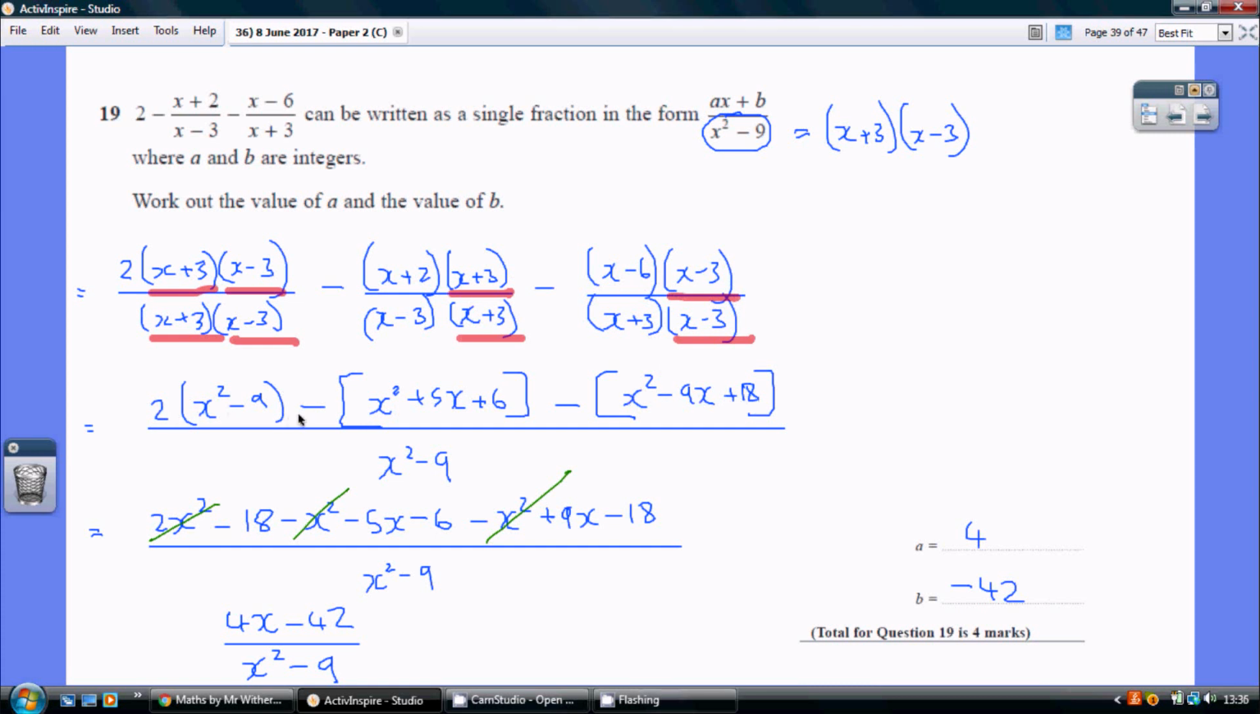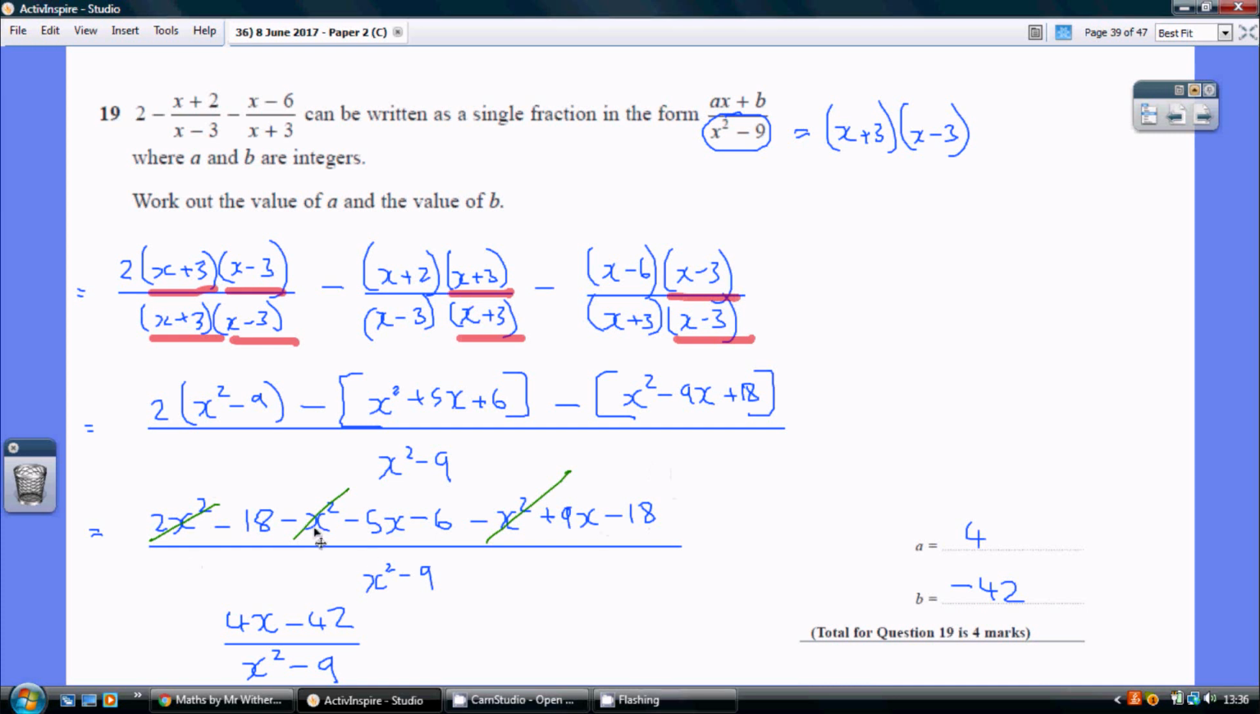Now this first bit is straightforward, just the claw, 2x squared minus 18. Now you've got to be ever so careful here. We've effectively got another claw here. This is like minus 1 times x squared, minus 1 times 5x and minus 1 times 6. So make sure you get minus x squared, minus 5x, not plus 5x, and minus 6. And similarly over here, it's effectively a minus 1 in front, so we get minus x squared. Minus 1 times minus 9x is plus 9x, and minus 1 times 18 is minus 18.